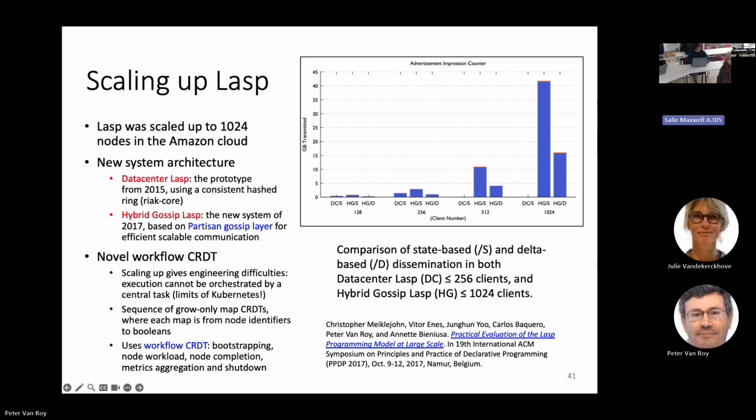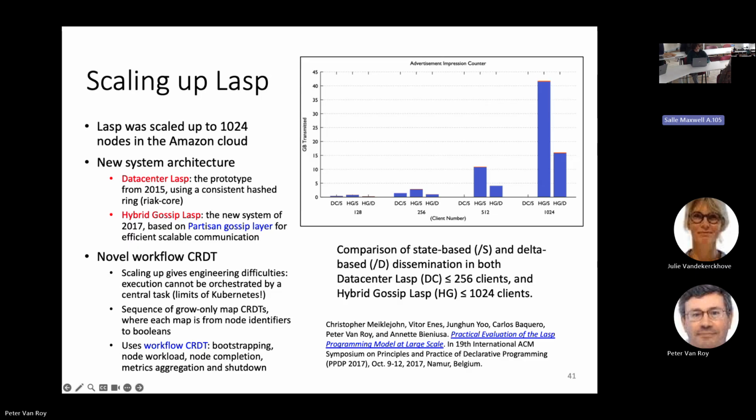So this is actually an industrial output, the system, but we used it as a part of our hybrid gossip Lasp. So we scaled it up to 1,000 nodes on Amazon Cloud. That was hard. That was really hard. There's this orchestration tool called Kubernetes, but when you get to a very large number of nodes, it gets very flaky. So basically what we did was we implemented a workflow CRDT. So the whole creation of the infrastructure is also convergent. We actually took advantage of the convergent nature of CRDTs to create a workflow CRDT.